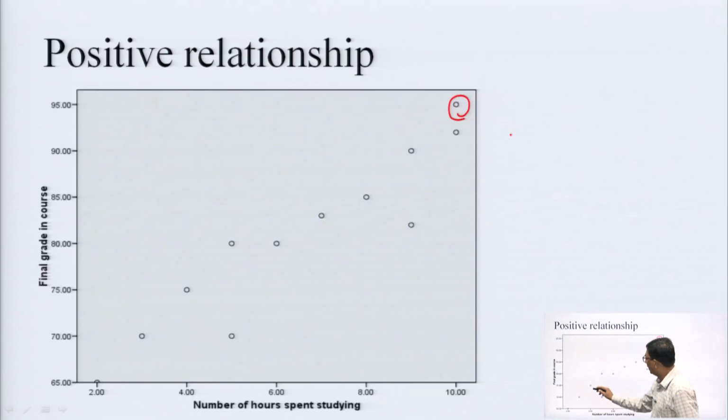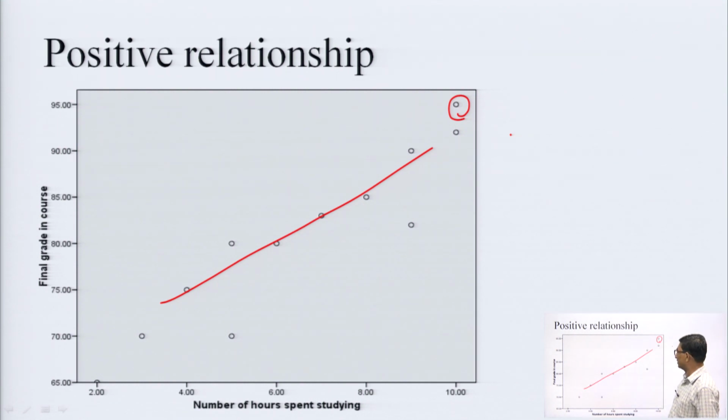If we draw a best fitted line, you find a line like this. So, this is the positive relationship. In a positive relationship or direct relationship, both variables increase.